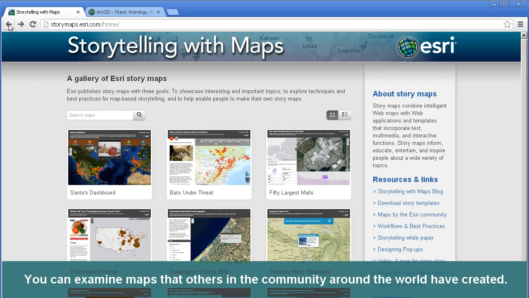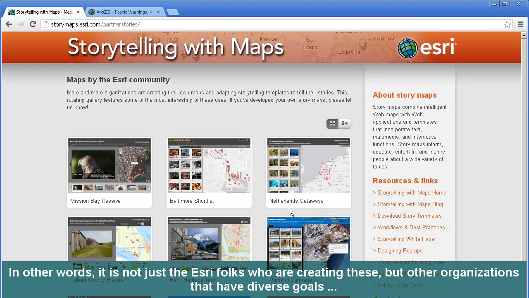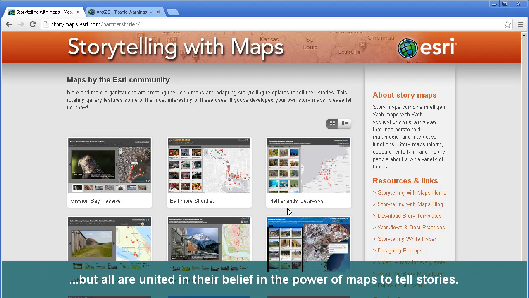You can examine maps that others in the community around the world have created. In other words, this is not just the Esri folks who are creating these story maps, but other organizations that have diverse goals, but all are united in their belief in the power of maps to tell stories.